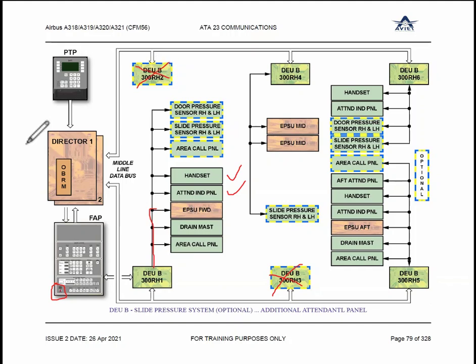They are also connected with the drain mast. They are also connected with the area call panel through the decoder encoder unit Bravo. These functions are optional in classic aircraft. The functions are door pressure sensors. They are the pressure switches actually. Door pressure sensor, right hand side and left hand side, both doors. Slide pressure, left hand side and right hand side, both sides. Area call panel additional, if you have an additional area call panel in the middle section, then also they are connected with the BUV.